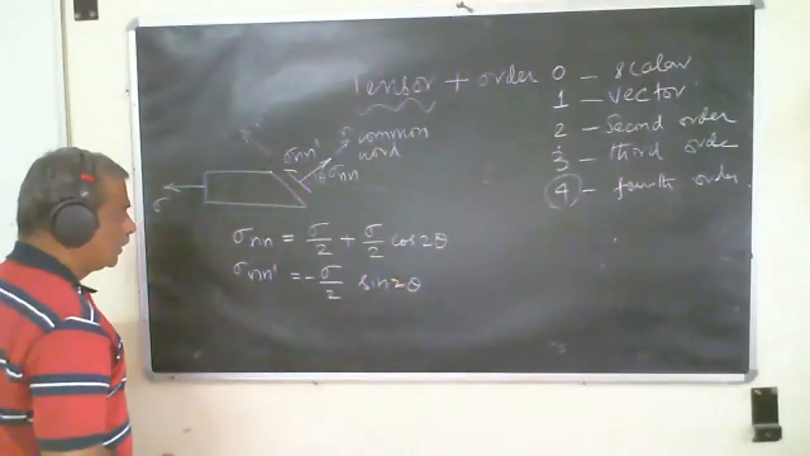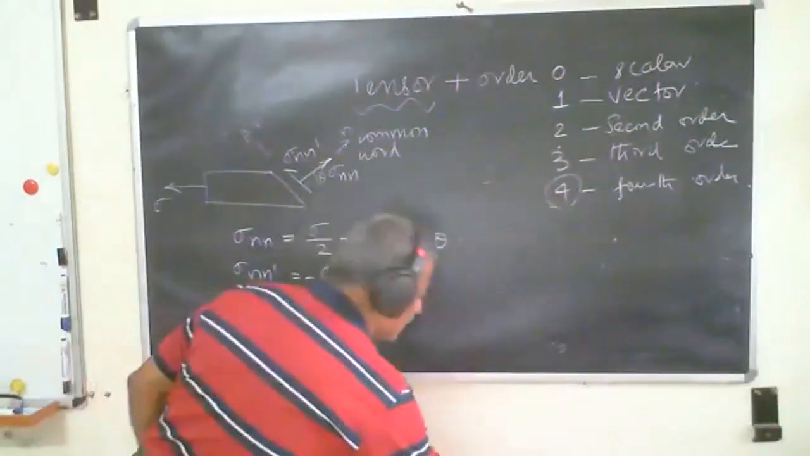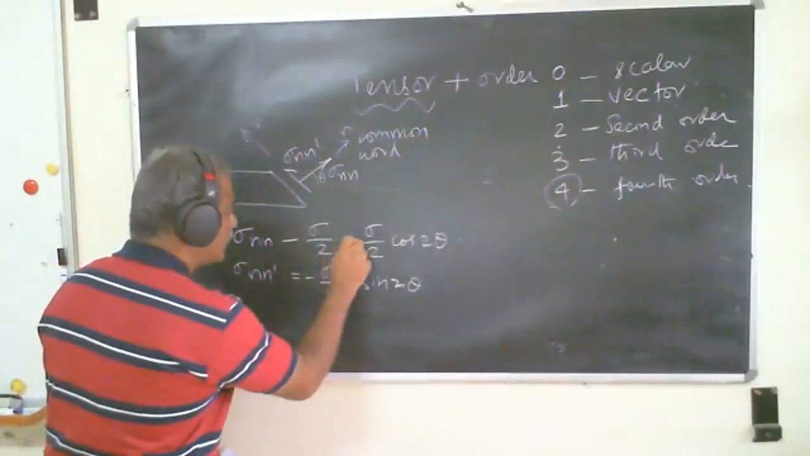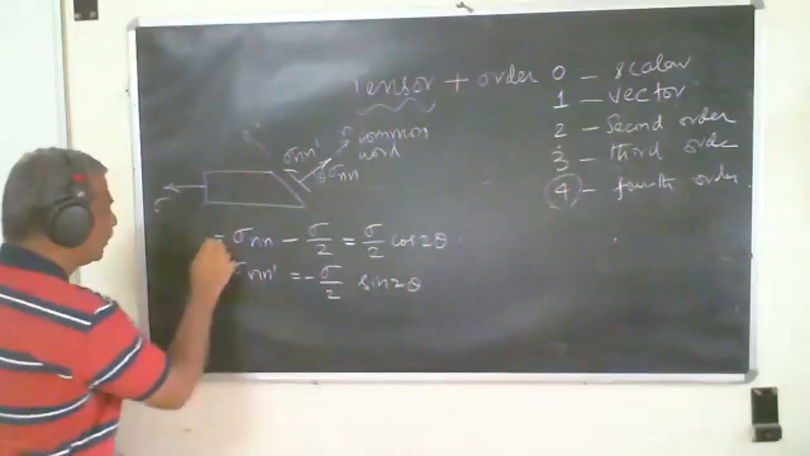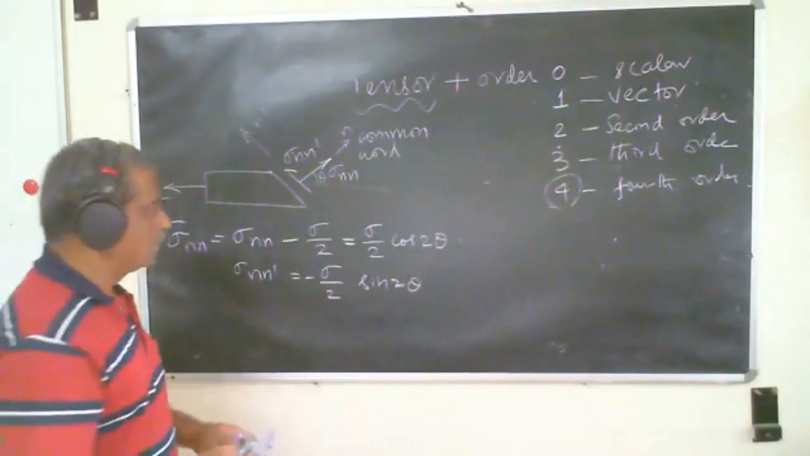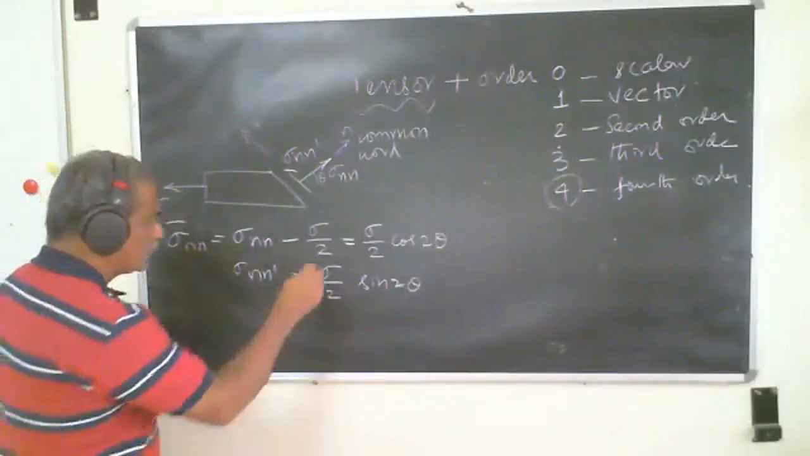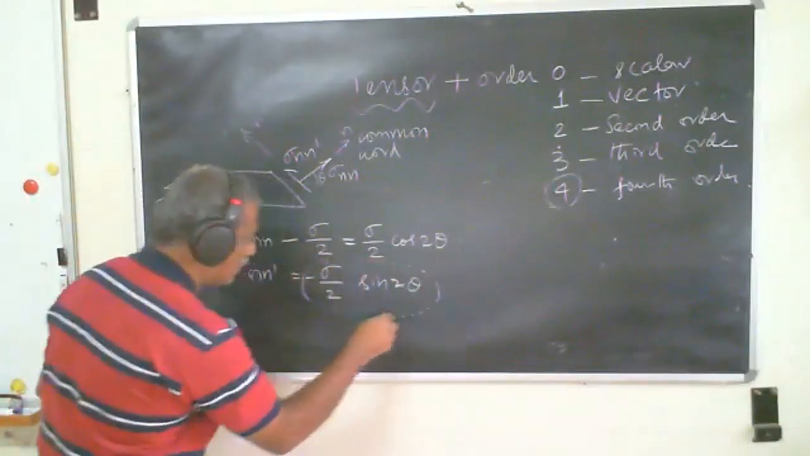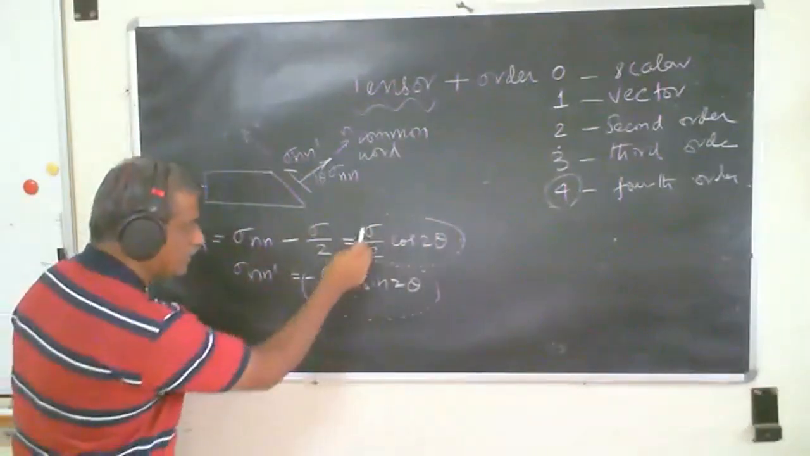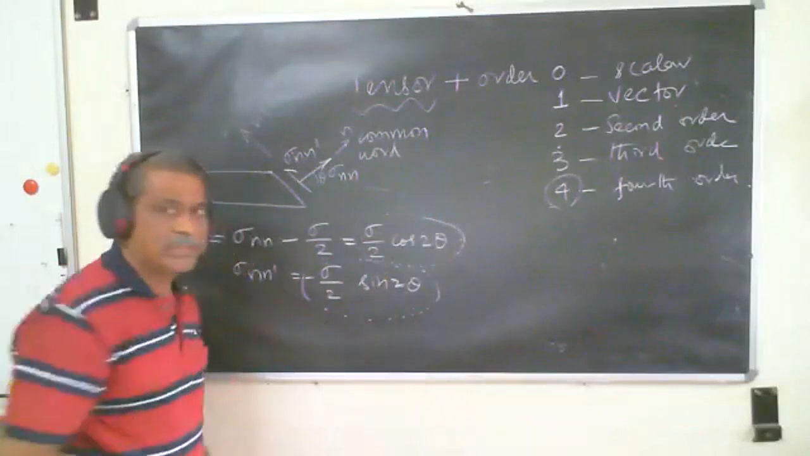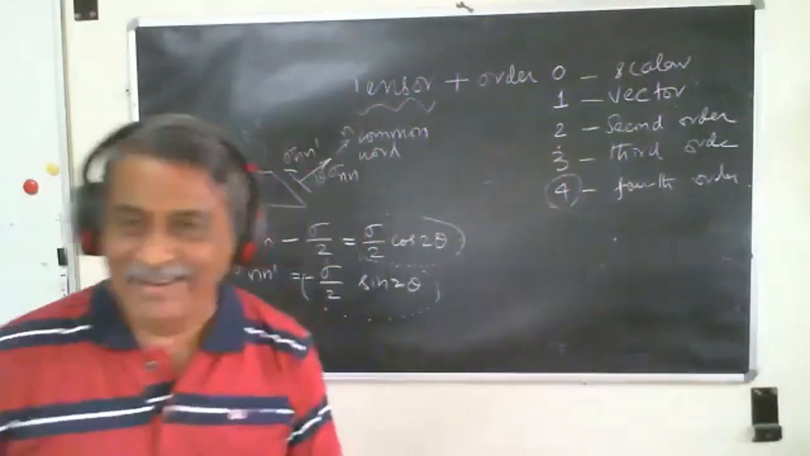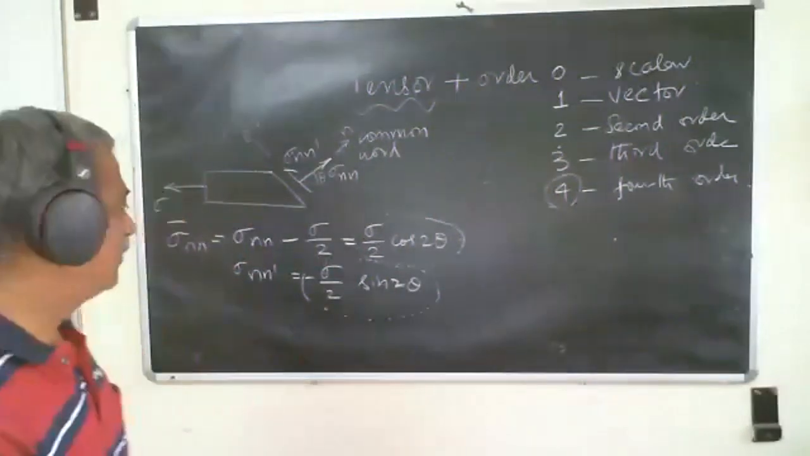I can also write this with a minus and take it out. I'm going to call this sigma bar nn, just to give it a meaning. The amplitude is the same. This is cos 2 theta, sine 2 theta. What do you understand from this? Locus of a circle. Fantastic.